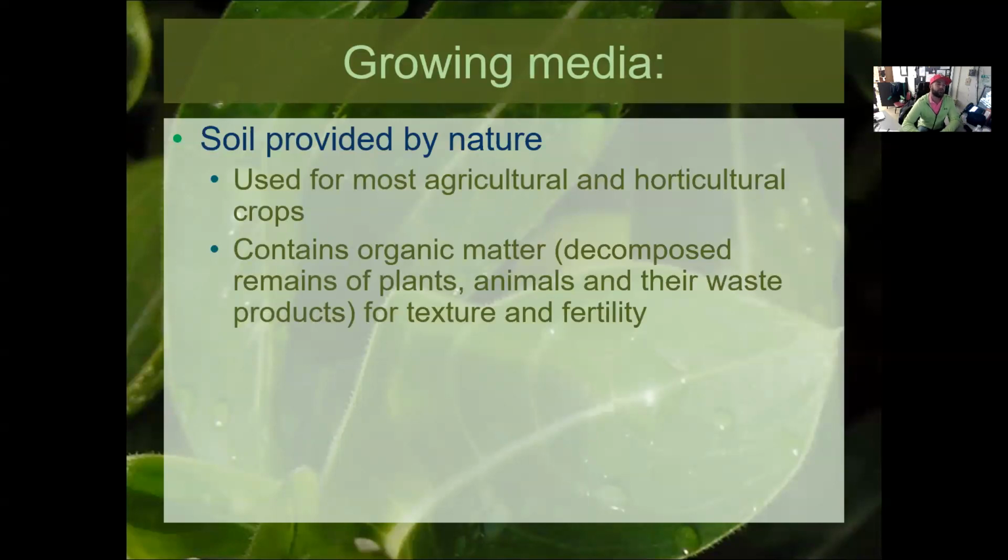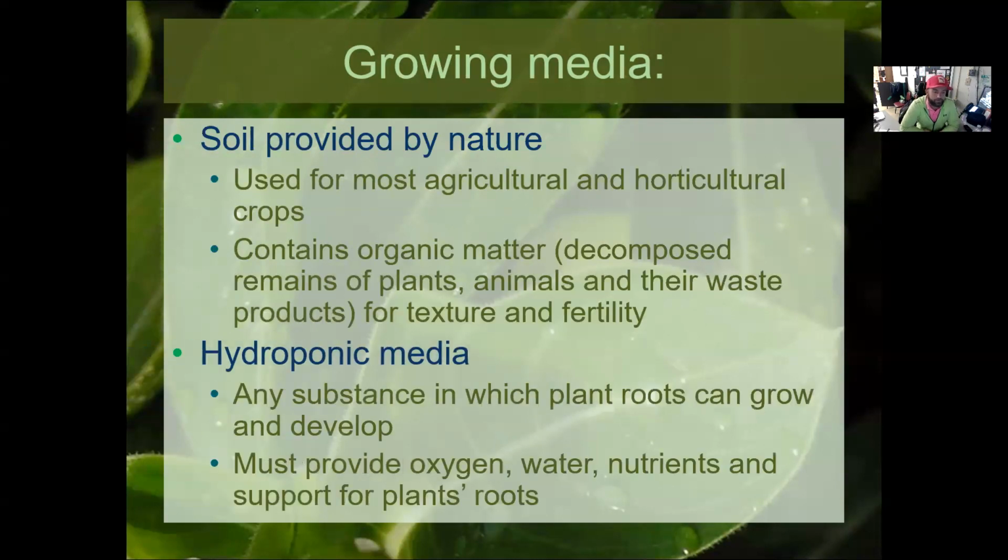So soil contains organic matter, the decomposed remains of plants, animals, and their waste products. And these are great for growing because soil offers texture and fertility through different nutrients and other things. So hydroponic media is any substance in which plant roots can grow and develop. Now, it must provide oxygen, water, nutrients, and support for plant roots.